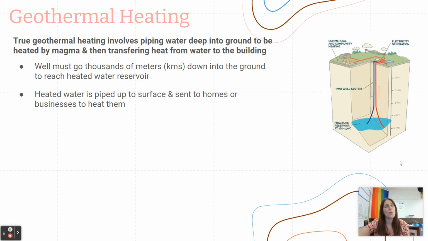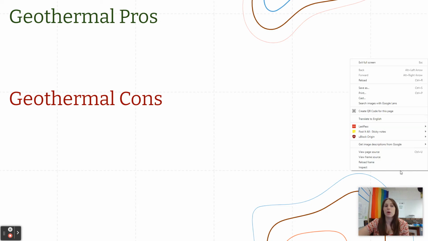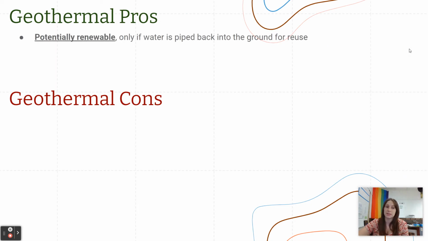Now, typically, we are more commonly going to be talking about geothermal for electricity production. It oftentimes is not really worth all of the effort to just heat a few homes, but theoretically, it is a possibility. So here's going to be some of the pros and the cons of this system.